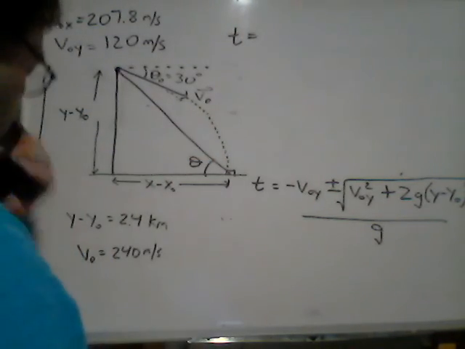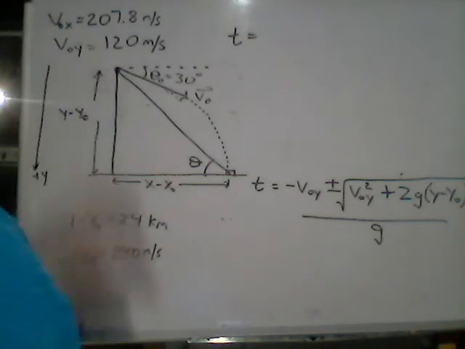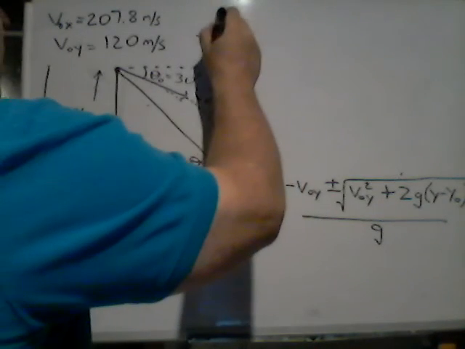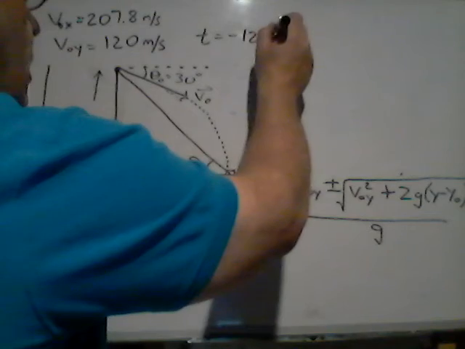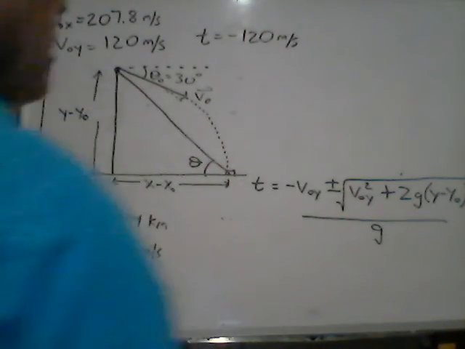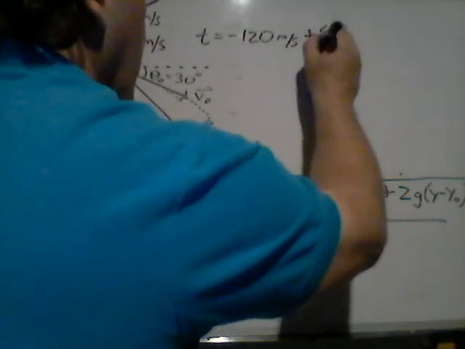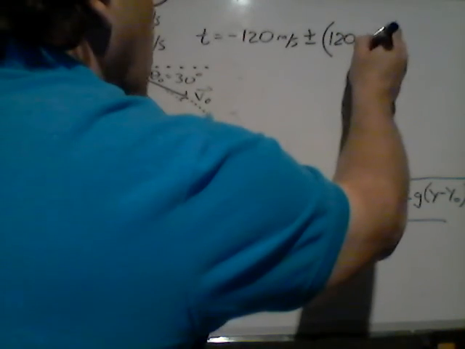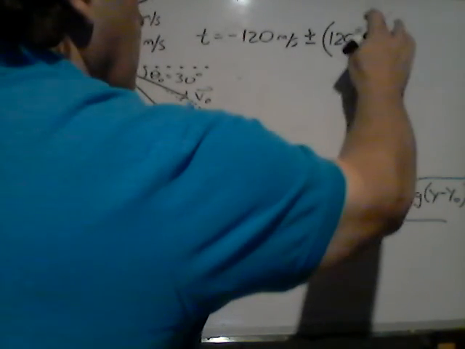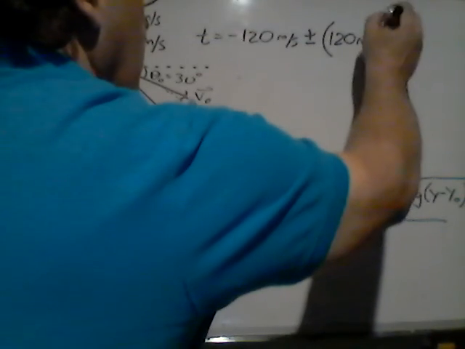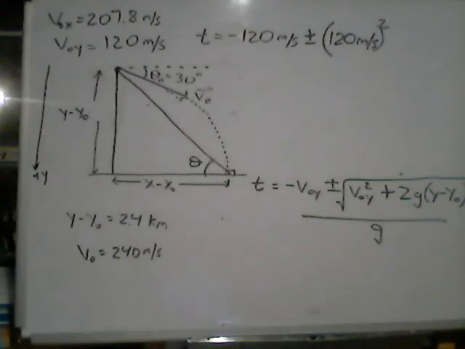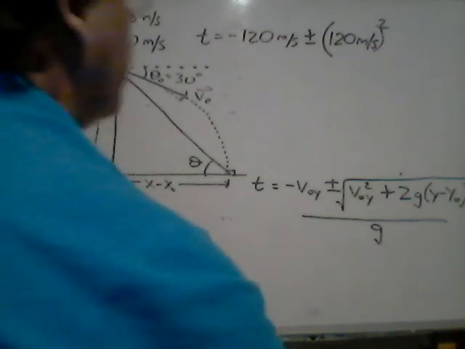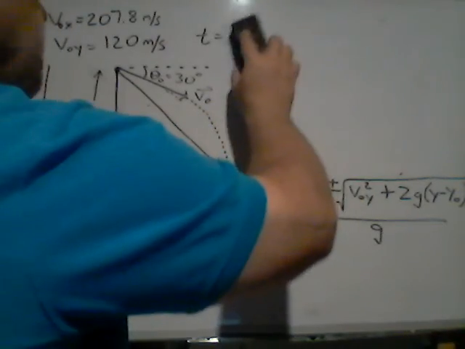okay, so what is my v naught sub y? Well, I figured it out. It is 120 meters per second. So let's see, I can maybe start writing it over here. Negative 120 meters per second, plus or minus the square root of 120 meters per second squared, plus, let me just leave off the units right now, so I have a little bit of a space challenge here.